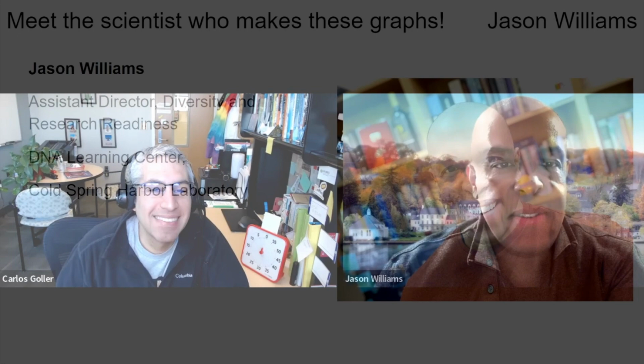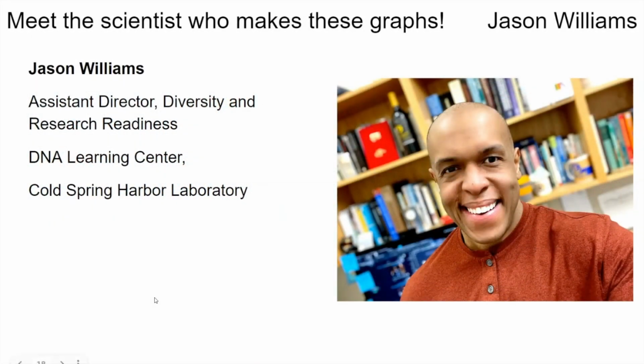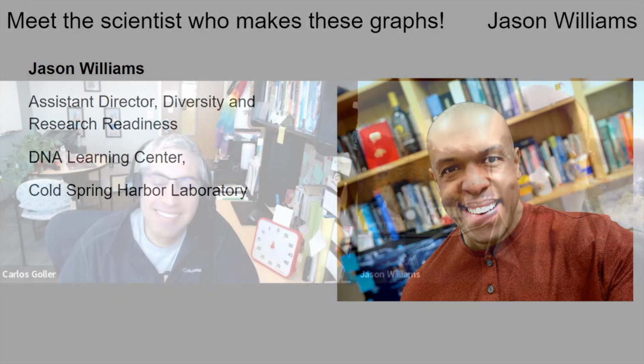So yeah, I'm an assistant director, diversity research readiness at the DNA Learning Center, which is at Cold Spring Harbor Laboratory. I don't know what that tells you very much, but let me try to break it down. I'll start from the bottom up. So Cold Spring Harbor Laboratory is a research institution that focuses on things like cancer, neuroscience, plant biology, where I got my start. In fact, it happens to be my background picture today. So that's a little bit about the lab. And within the lab is the DNA Learning Center, where we focus on hands-on science education, including training for faculty, which is how I've often gotten a chance to work with you, Carlos.